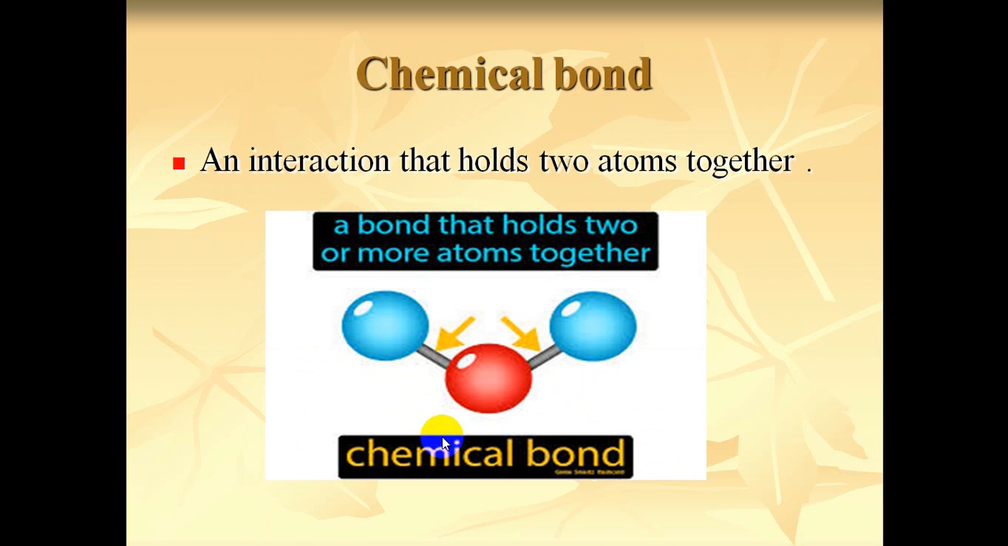Okay. The interaction that holds the two atoms together, we call this a bond. So this part of the compound is called a bond. A bond that holds two or more atoms together, we call it a chemical bond. Again, what is the chemical bond? The chemical bond is the interaction that holds two atoms together.